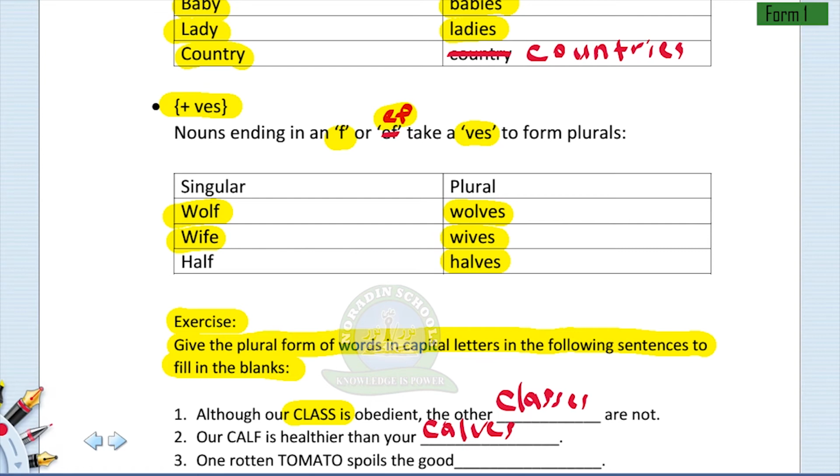The third one: one rotten tomato spoils the good dash. Give the plural form of the word tomato. Well, we add es and say tomatoes.